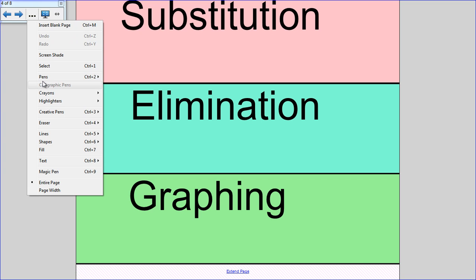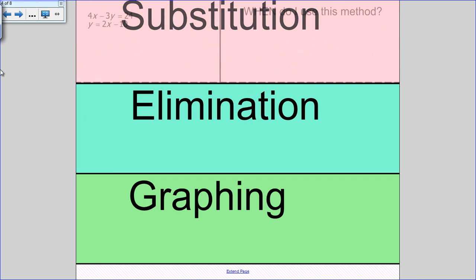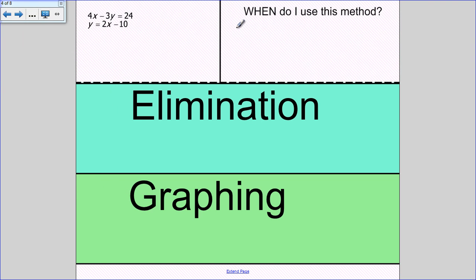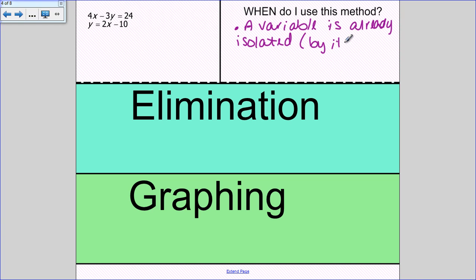So substitution is the first one we're going to talk about, and when we do substitution, the best time to use that method is whenever you have a variable already isolated. So you already have a variable isolated or by itself. You already have something that says x equals or y equals, and so it makes it easy to substitute. So the best time to use it is if a variable is already isolated, like in this example, which you should write down in your notes. And then we're going to practice solving that using substitution really quick.